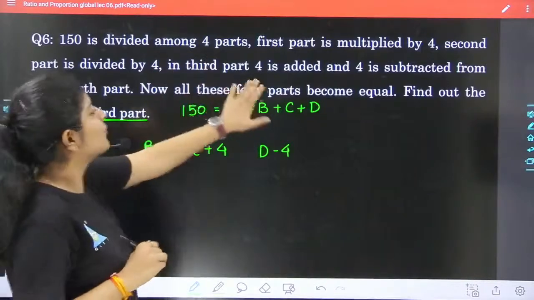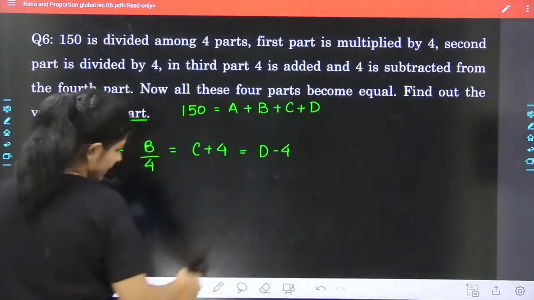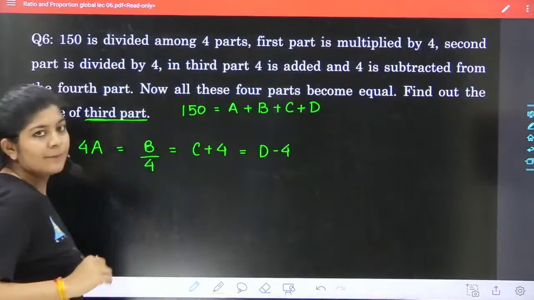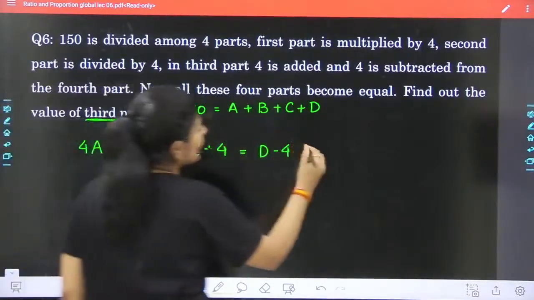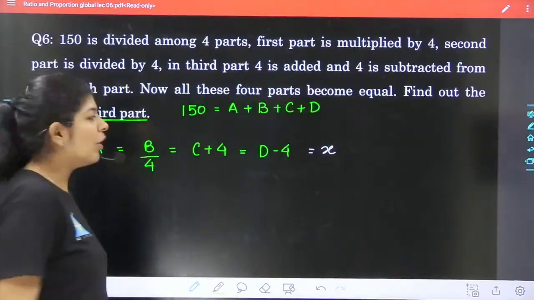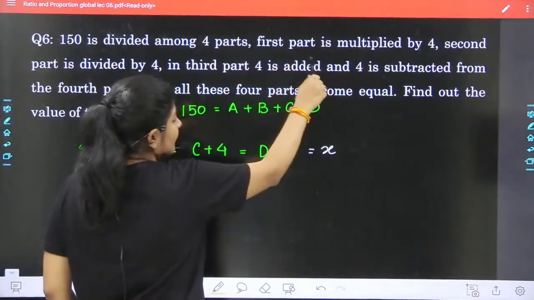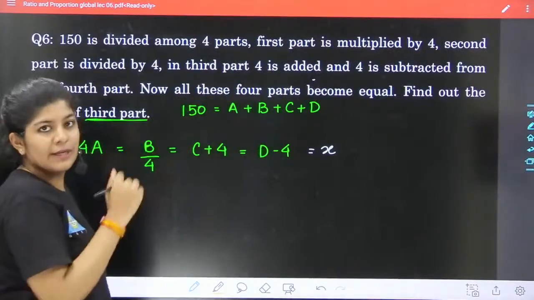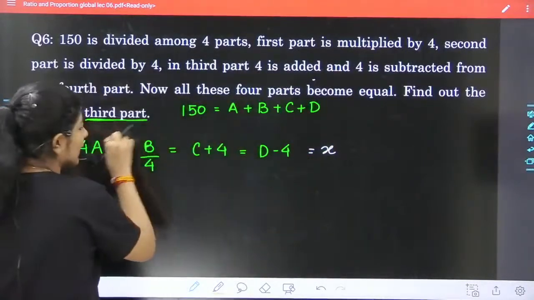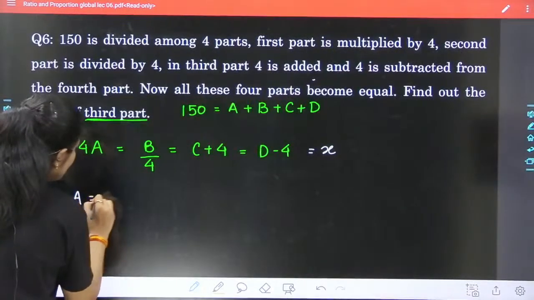Now all these 4 parts will become equal. Now what I have to do? I have to calculate my third part. So I assume all these parts are equal to x. Right? If I find the value of A, B, C, D, I can get my 150 again. So with the help of x, I calculate the values of A, B, C and D. So I can say that A is equal to x by 4.